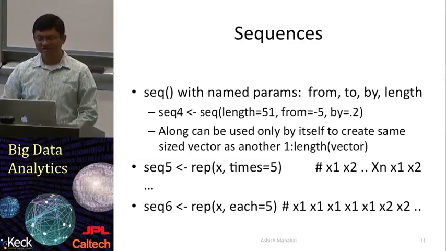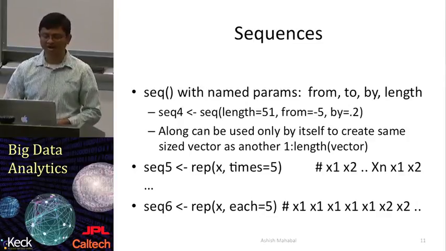So sequences can also, of course, take named parameters. You can use from and to and by and length. So here you could have something like sequence of length 51 starting from -5 with jumps of 0.2. That's a trivial thing to do.